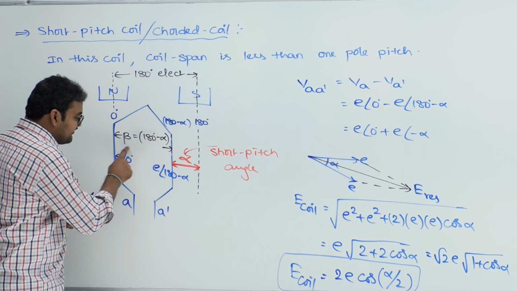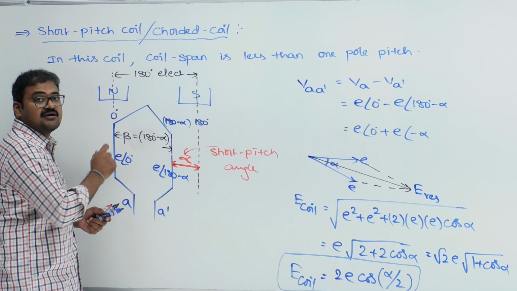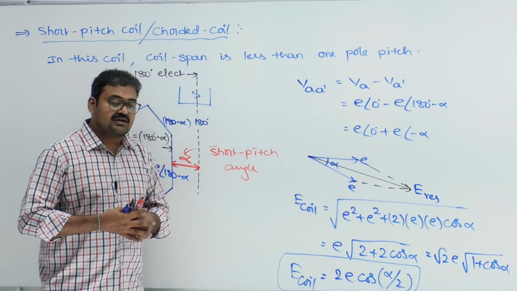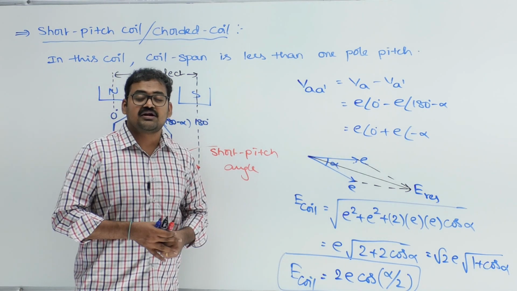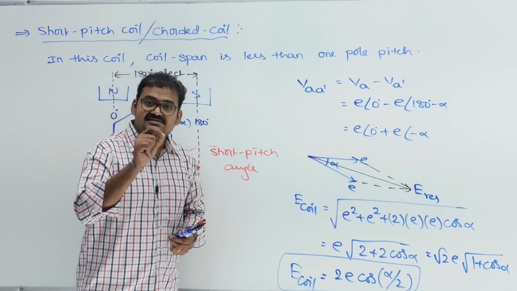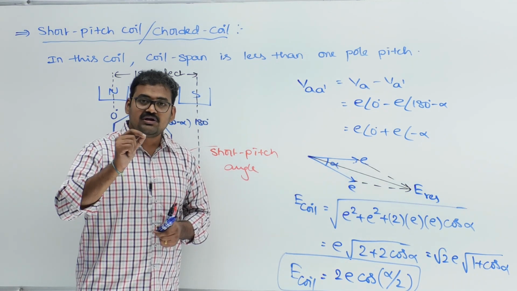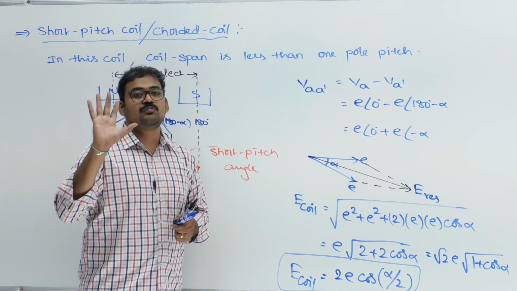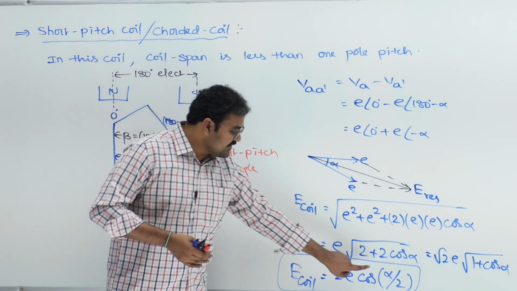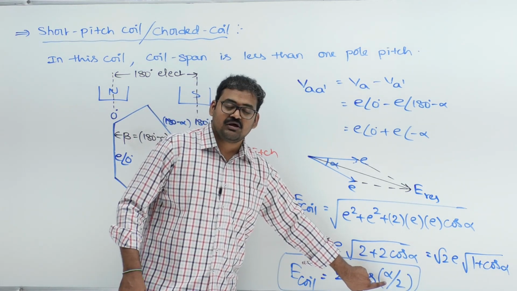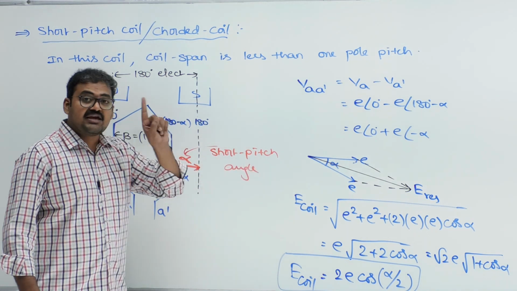Suppose if this is 50 and this is 50, resultant voltage will be 100 or less than 100? Less than 100. In a full pitch coil, if this is 50 and this is 50, resultant voltage is equal to 100, but in short pitch coil, it is less than 100. So, the final answer is short pitch coil voltage is always less than full pitch coil voltage. How much less depends upon this alpha value. What is this alpha? Alpha is nothing but short pitch angle in electrical degrees.